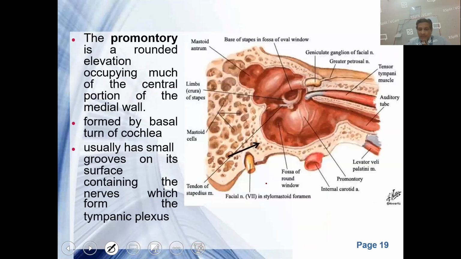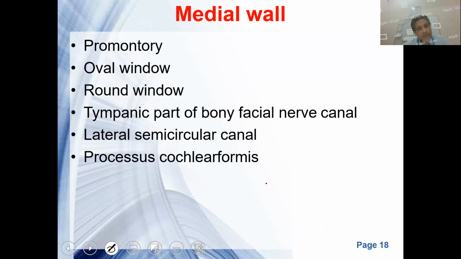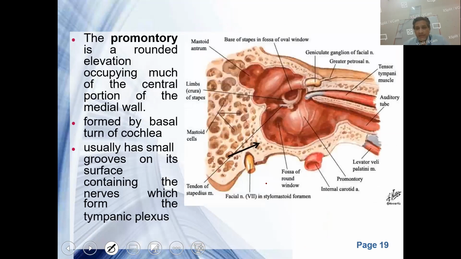The much more complicated wall is the promontory. The medial wall has got different structures. So this is a gross anatomical sense. You can see these are all air cells. This is an extension of the attic. This is the antrum, and this is the stapes arch. This is the footplate of the stapes.